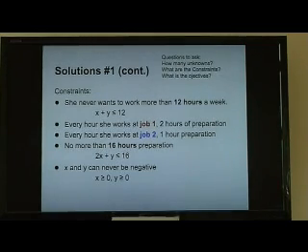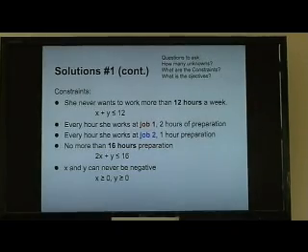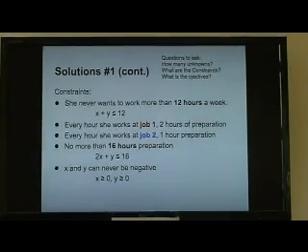Every hour she works at job 1, she needs 2 hours of preparation. Every hour she works at job 2, she needs 1 hour of preparation. No more than 16 hours of preparation. 2x plus y is less than or equal to 16. x and y can never be negative.